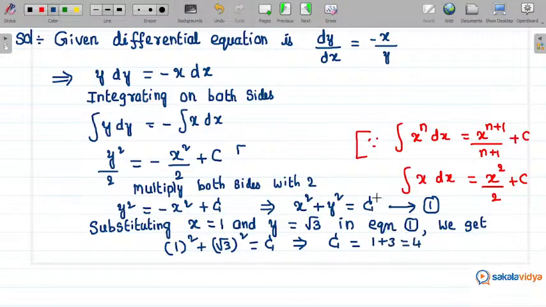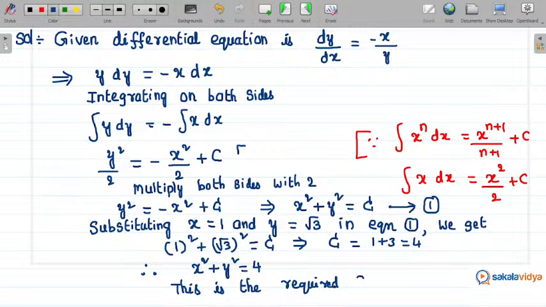Again substitute c is equal to 4 in equation 1. Therefore, we get x square plus y square is equal to 4. What does it represent? It represents the equation of the circle whose center is at origin having radius 2 units. So, it represents one of the equations of the family of circles. So, this is the required solution. Required, not general solution, particular solution.